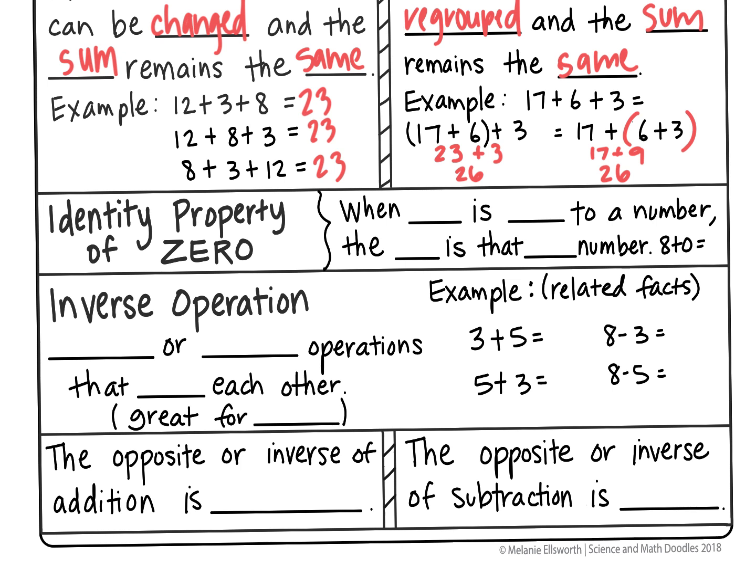The identity property of 0 is when 0 is added to a number, then the sum is that same number. So for example, if I add 0 to 8, then my answer is still 8. We already know how that works, but it has a name. It is the identity property of 0. It is true for multiplication in a different sense, because if I multiply anything times 0, what's my answer? 0. So it's slightly different.